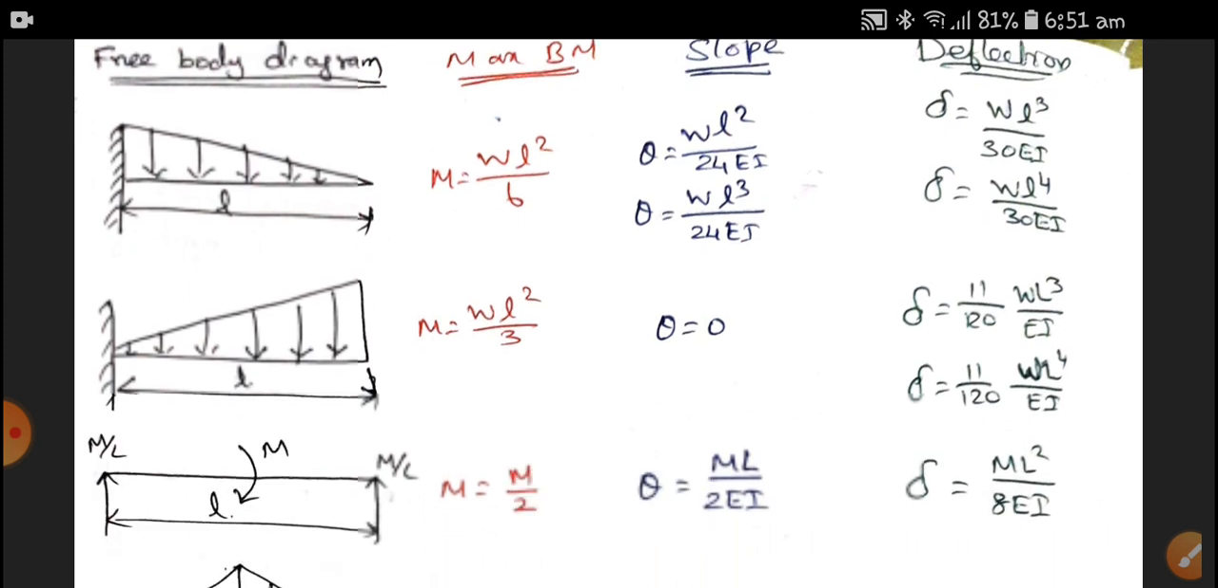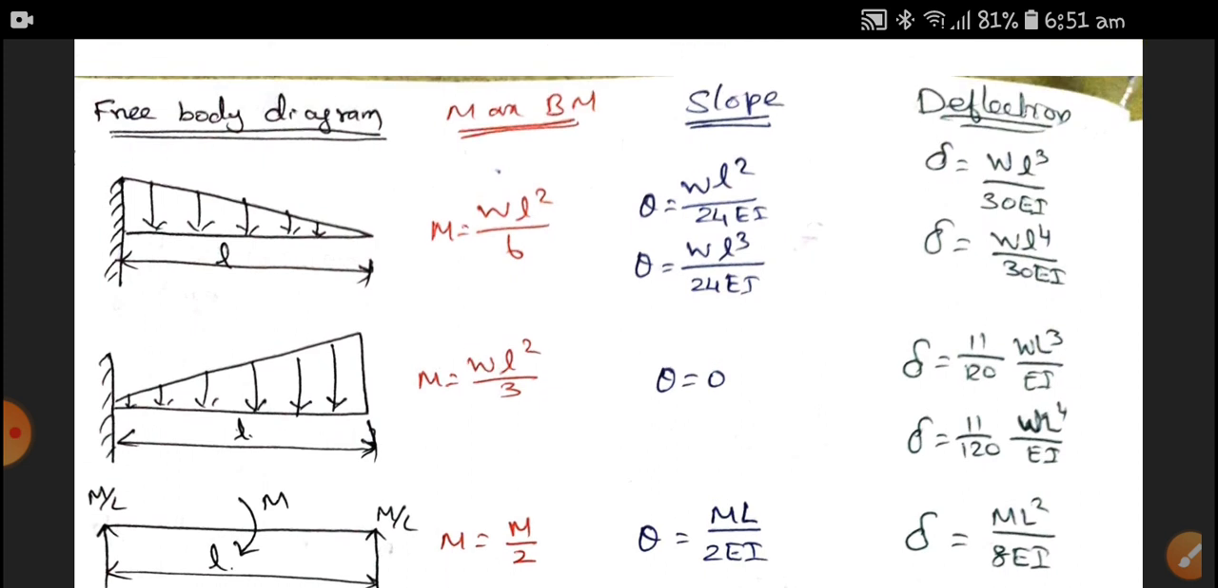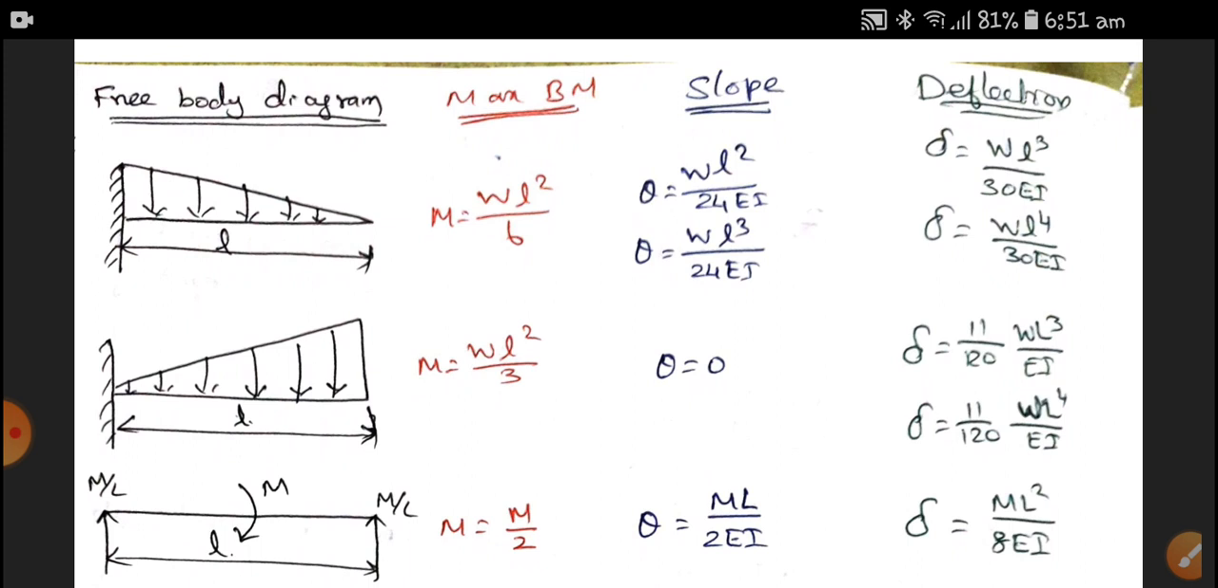Next, we have the free body diagram of a cantilever beam with uniformly varying load. I missed the diagrams in the previous topic, that is why I am giving them separately. First one, the cantilever beam with uniformly varying load: the maximum bending moment is equal to WL square by 6, the slope is WL square by 24EI, and the deflection is WL cube divided by 30EI.